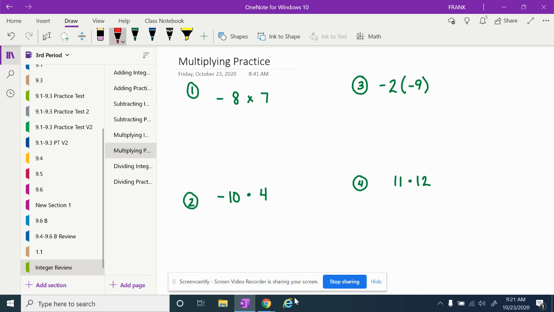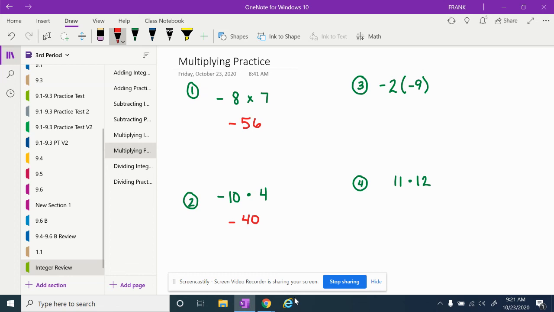Here we go. Negative 8 times 7, a negative times a positive. Signs are different, so the answer has to be negative. I just need to know that 8 times 7 is 56. Number 2, negative times a positive again. Signs are different, so negative times a positive has to be a negative. 10 times 4 is 40.